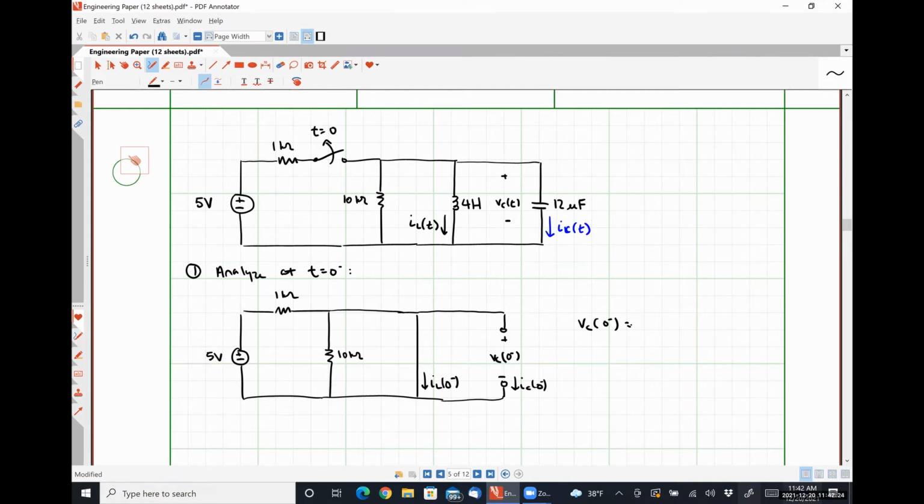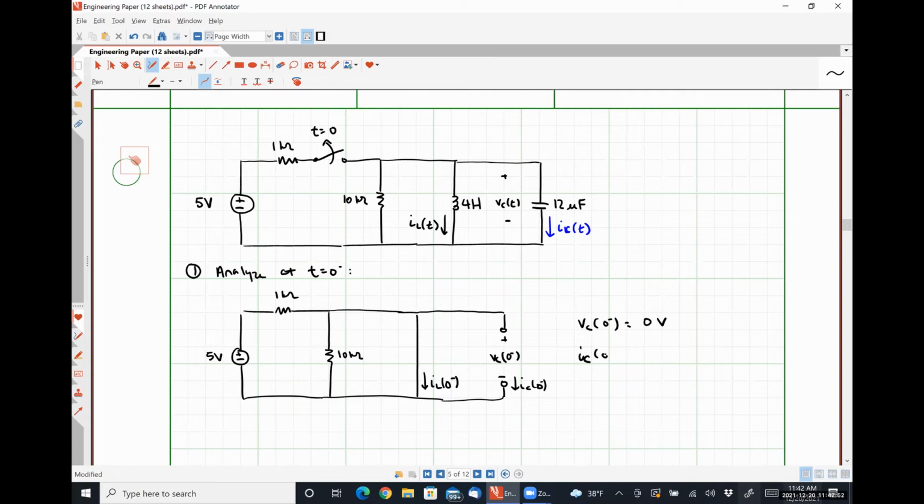I disagree. So for VC to be the voltage drop over the 1 kilo ohm resistor, the capacitor would need to be in parallel with the 1 kilo ohm resistor, and it is not. It's in parallel with the 10 kilo ohm resistor, which, as you mentioned, is shorted out. So what's the voltage drop over a short circuit? Zero. So VC is 0 volts. It's all right, man. We'll get it.